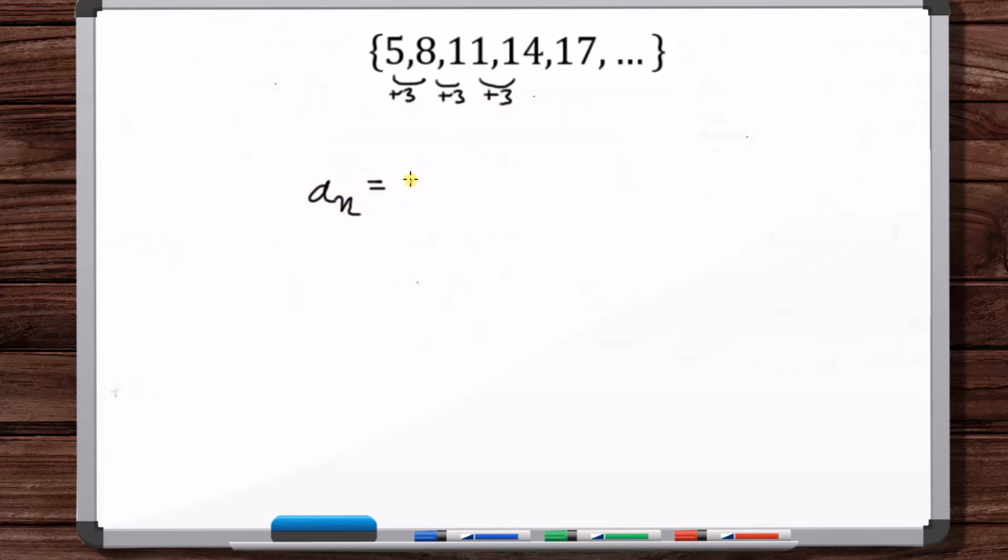So we put 3, whatever we're adding, times n, plus whatever we need to give us the first term. So when n is equal to 1, 3 plus what gives us 5? 2. And that's it. n is equal to 1, 3 plus 2 is 5, n is equal to 2, 6 plus 2 is 8, n is equal to 3, 9 plus 2 is 11, etc.